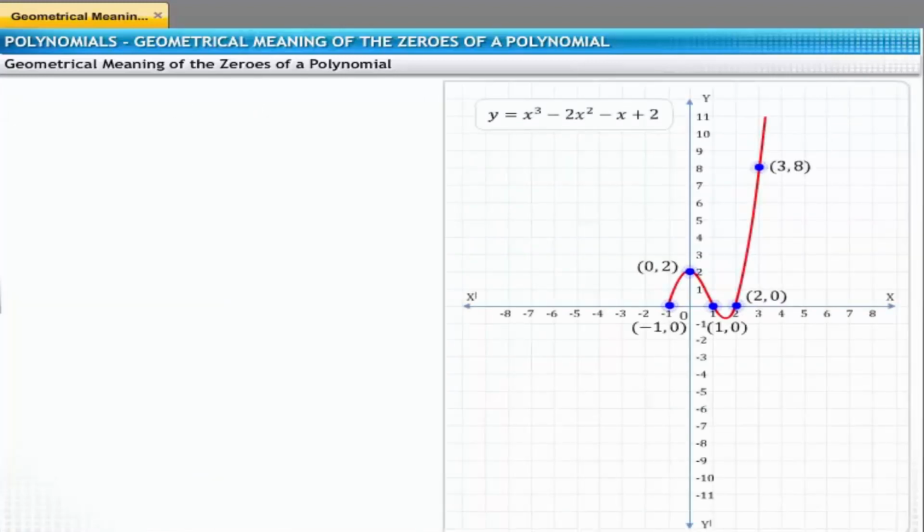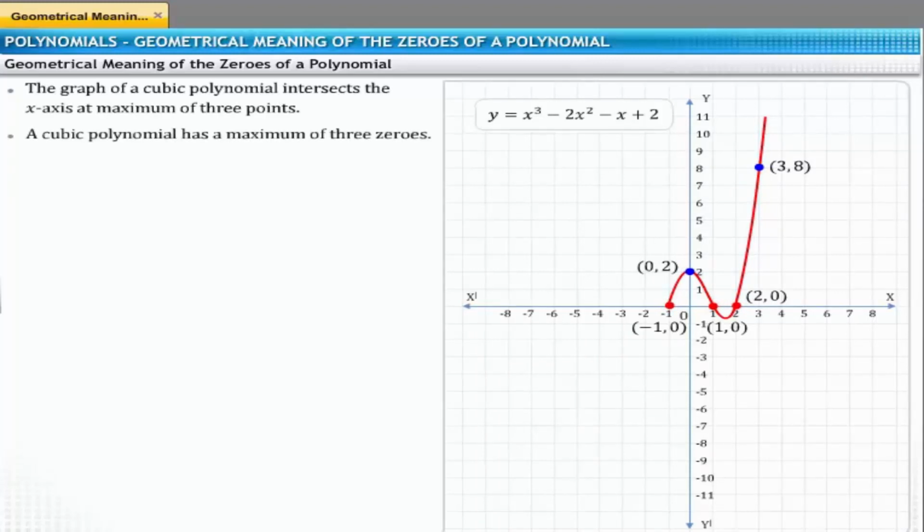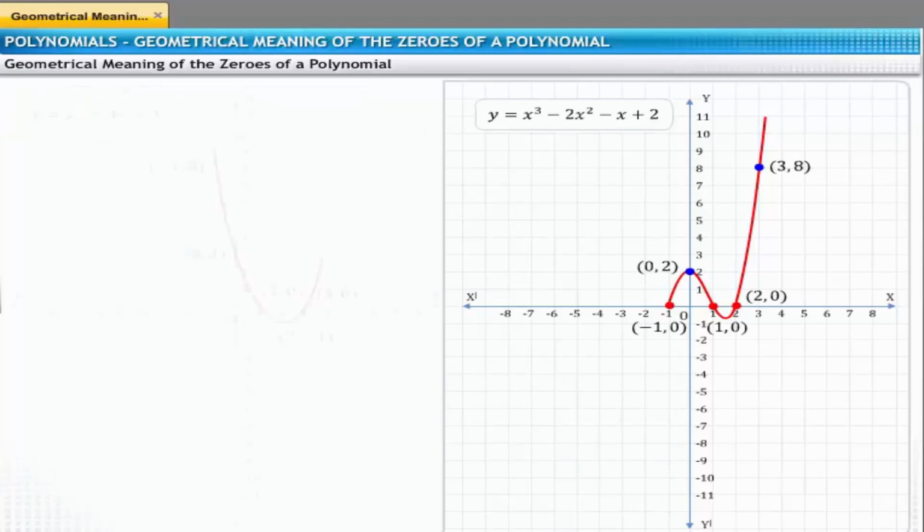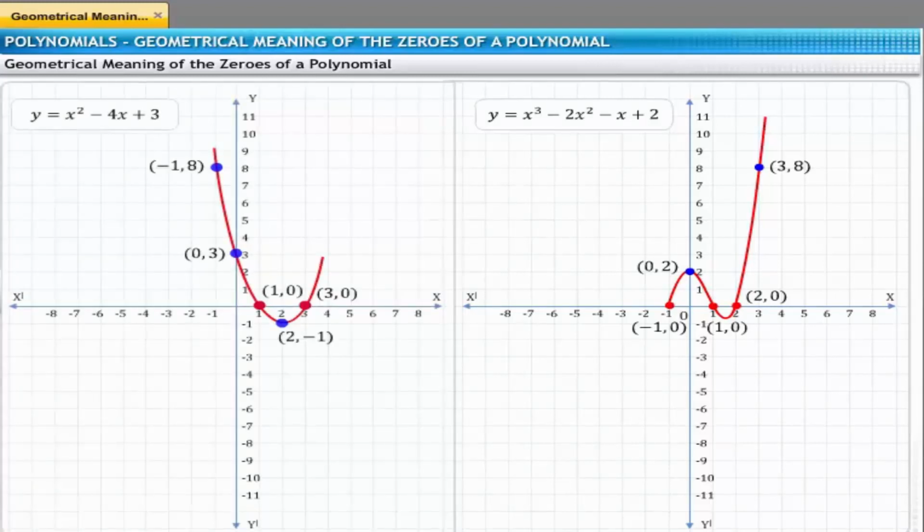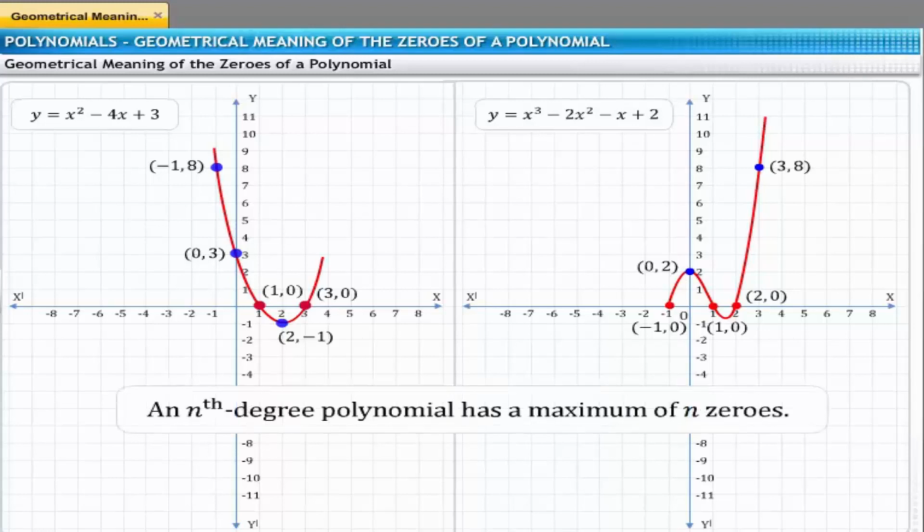The graph of a cubic polynomial intersects the x-axis at a maximum of 3 points. Therefore, it has a maximum of 3 zeros. That is, it can have 1, 2, 3, or no zeros. In general, an nth degree polynomial intersects the x-axis at a maximum of n points. Therefore, an nth degree polynomial has a maximum of n zeros.